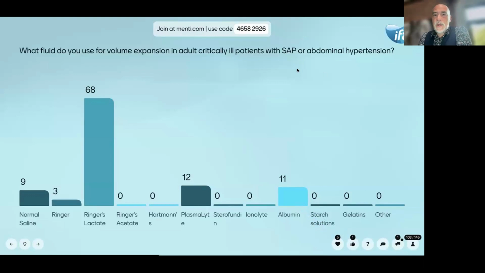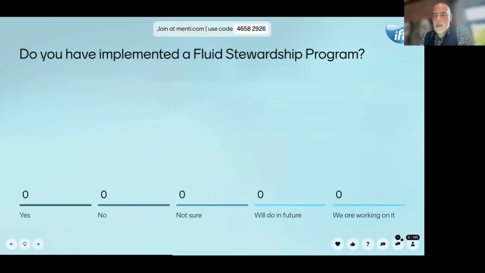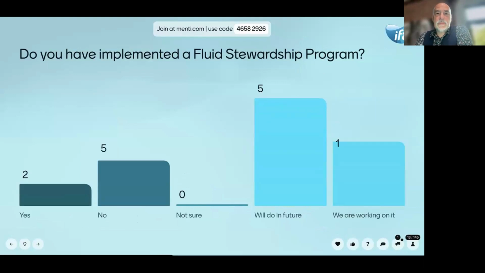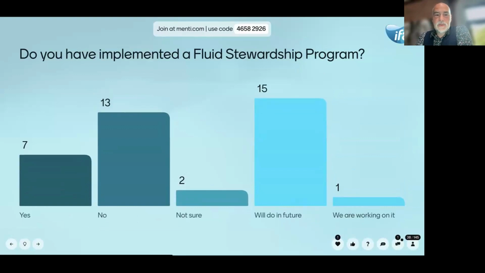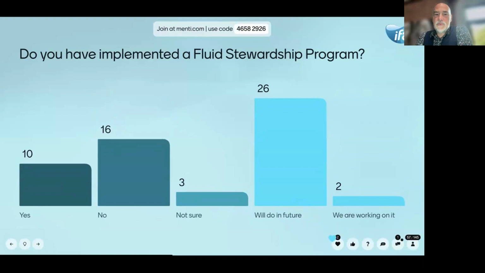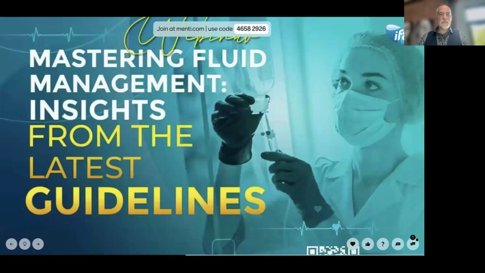Okay, I think then hopefully everyone will be interested and implement fluid stewardship in analogy to antibiotic stewardship in the future. Well, I should have rephrased the question. Will you implement it in the future? And I think it's clear that most of you will do so.